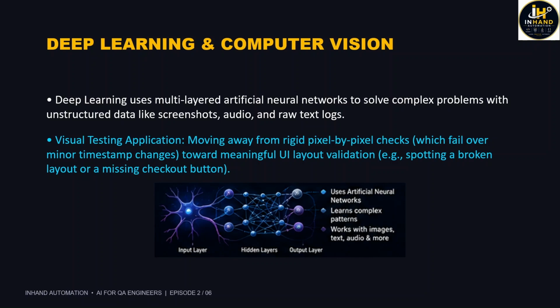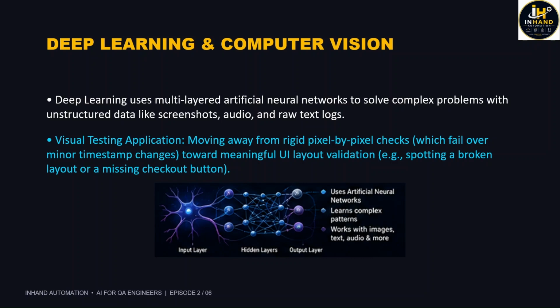Suppose Rahul has two screenshots. One is expected, another one is the actual screenshot. A basic pixel comparison might say a thousand pixels are different. But maybe the only difference is that the timestamp changed. That difference may not matter. On the other hand, maybe the checkout button disappeared. That is extremely important, right? So AI-assisted visual testing can help identify the meaningful visual differences rather than treating every pixel change equally.